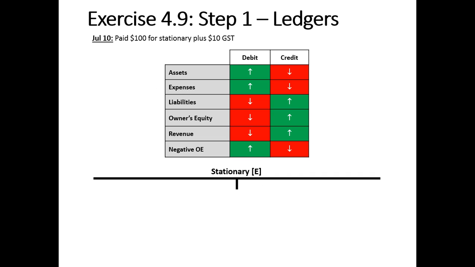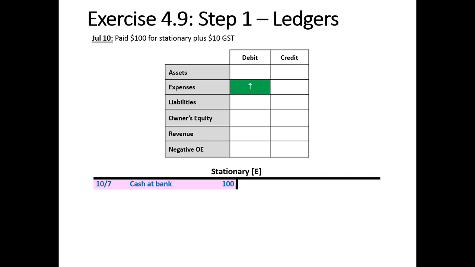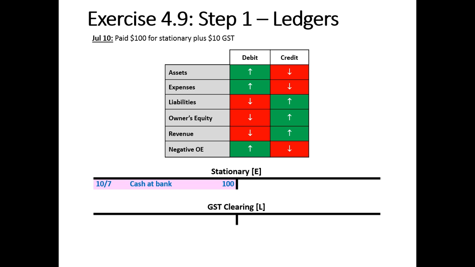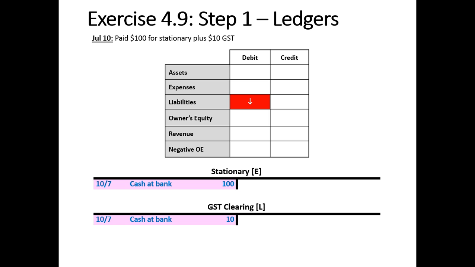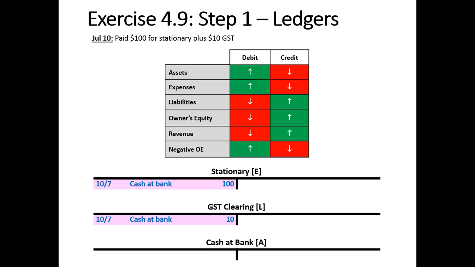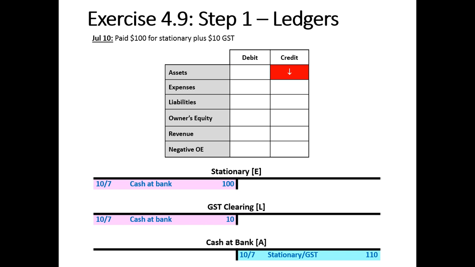Paid $100 for stationery, $10 plus GST. Stationery is an expense, so that goes up on the debit side. We've got a liability, in this case GST, and we've paid GST, so that decreases our liability. And therefore we've got less cash, and cash is decreased on the credit side.